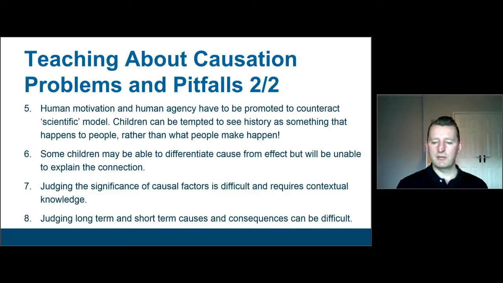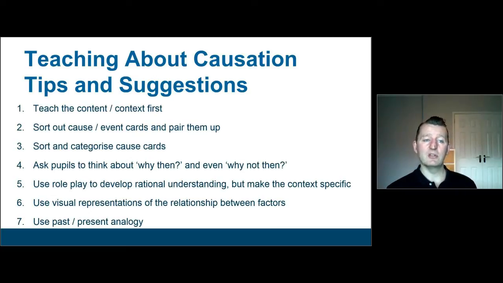Next, some children may be able to differentiate cause from effect, but will be unable to explain the connection. So we need to always think about clarifying that. We need to be open to the issue of judging the significance of causal factors and recognise that that's difficult and it requires contextual knowledge. So how could you answer the question, were the political or the economic reasons for the decline of the British Empire more important, without really having a very deep understanding of context? It's not just about looking at the cards on your table and saying this is more important than the other. The actual criterion you would use to differentiate between causes is much deeper than that and draws on an awful lot on detailed knowledge of the period. And judging long and short-term causes and consequences can be difficult, so we just need to be aware that we don't breeze over these kinds of issues too quickly.